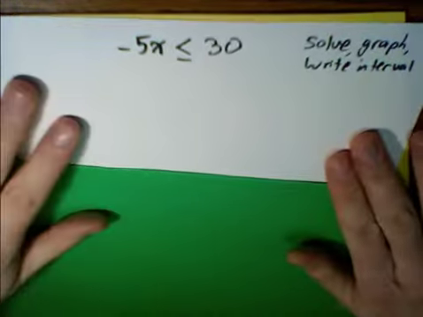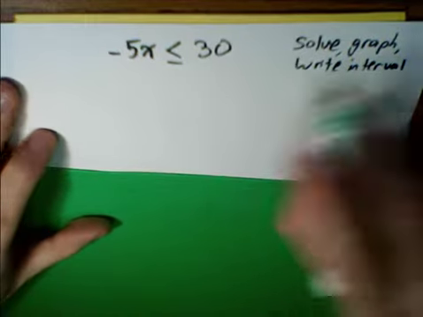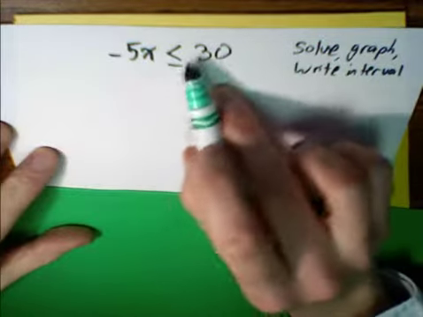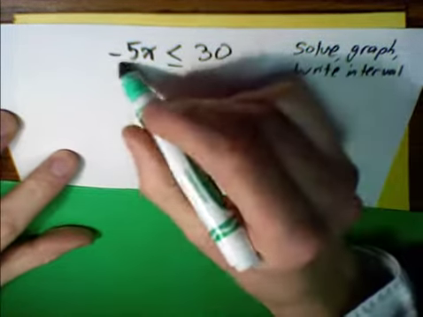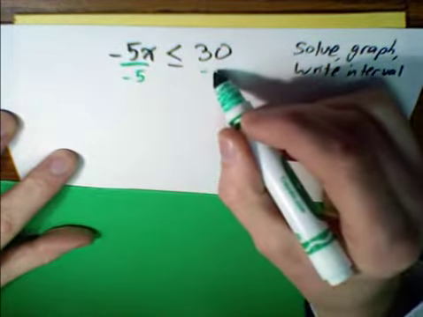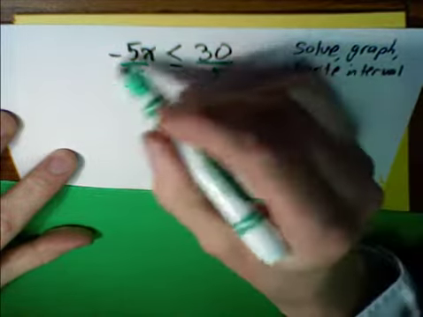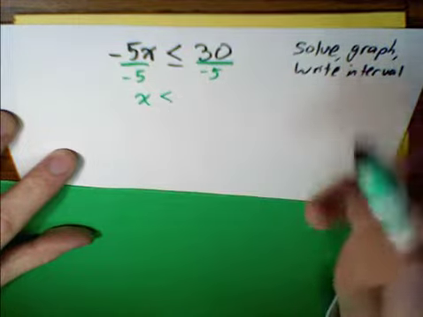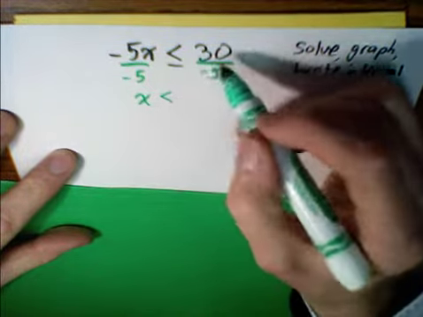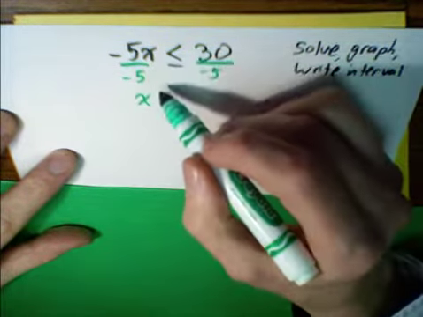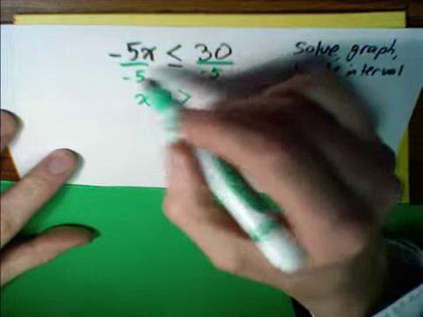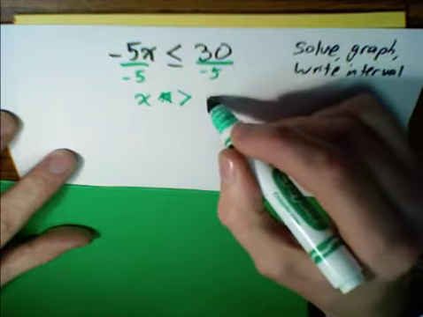Here, we've got a nice simple example. We're going to solve, graph it, and write an interval. I've got negative 5x is less than or equal to 30. To solve this, we're going to divide both sides by negative 5. So on the left-hand side of the inequality, I've got x is, careful, I just made a mistake. It's not going to be less than, it's going to be greater than. Sorry about that.